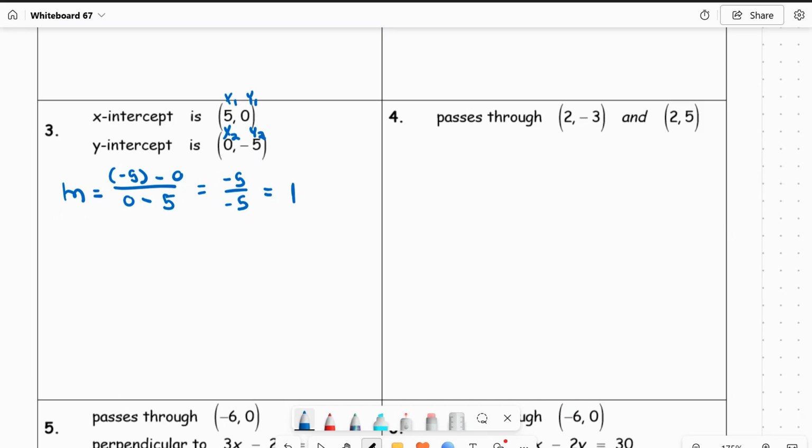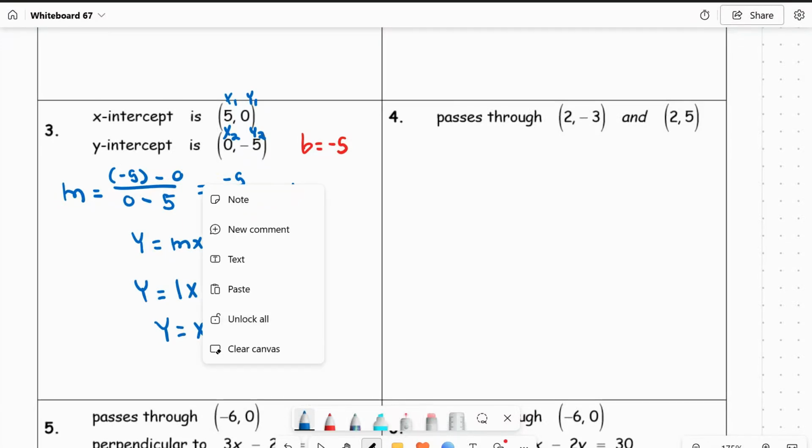So in this case, similar to the last example, I have my y-intercept. So I know that b equals negative 5. And I just calculated my slope. So I'm going to go ahead and use my slope-intercept form. And that's going to give me y equals 1x minus 5. But since we have a coefficient of 1 on our variable, we could rewrite that as y equals x minus 5.